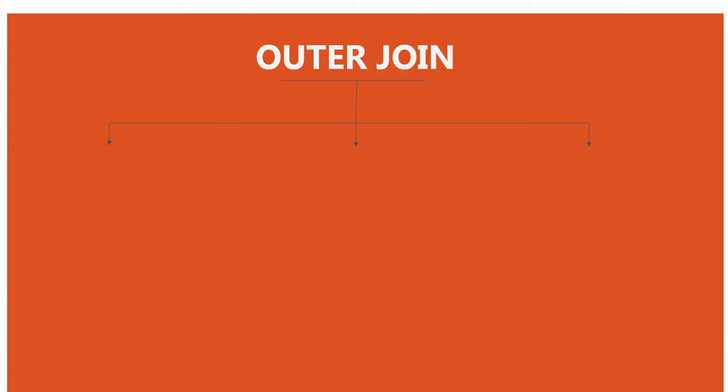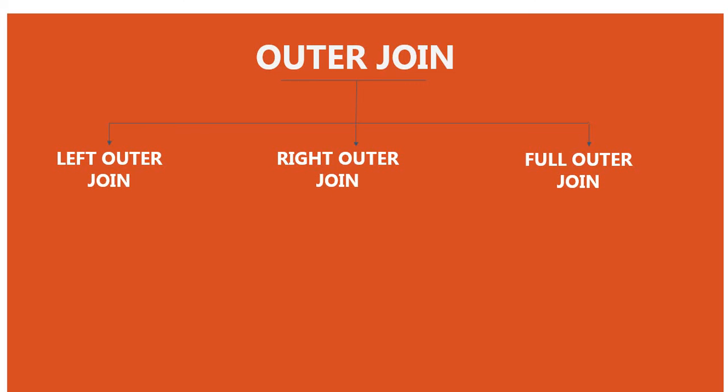So coming to the current topic, outer join. As you can see in the slide, three different types of outer join are present. What are those? Left outer join, the second one is right outer join, and the third one is full outer join.